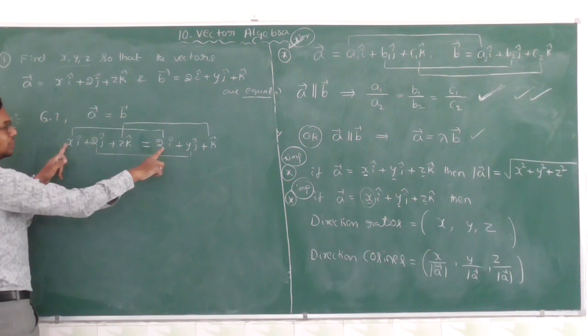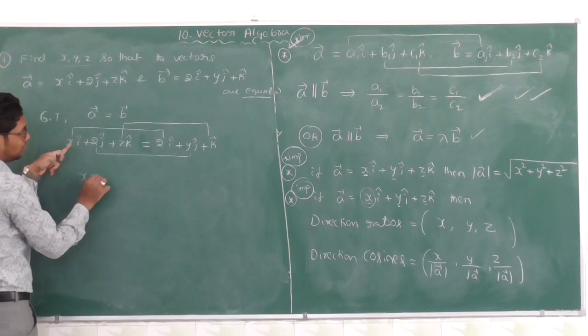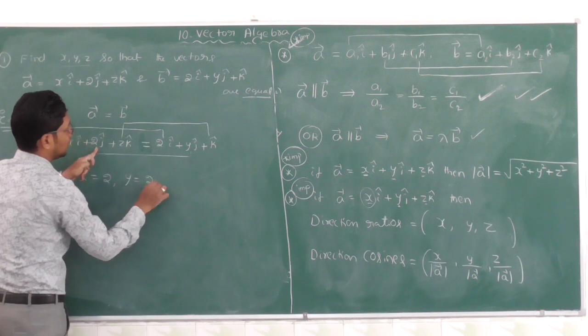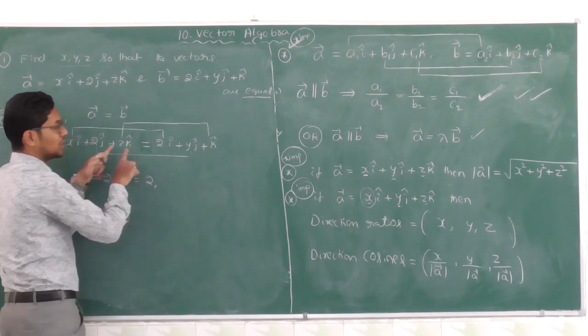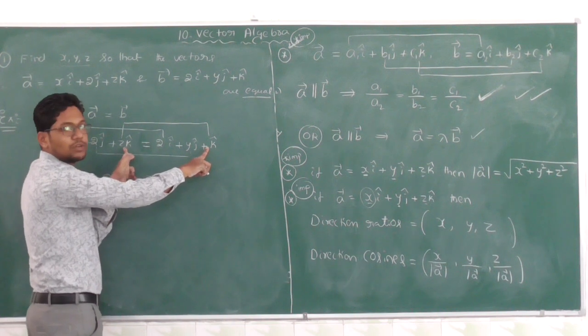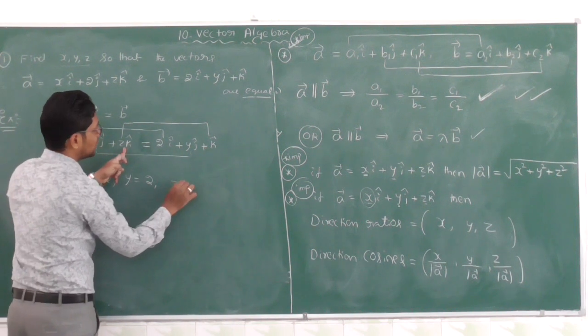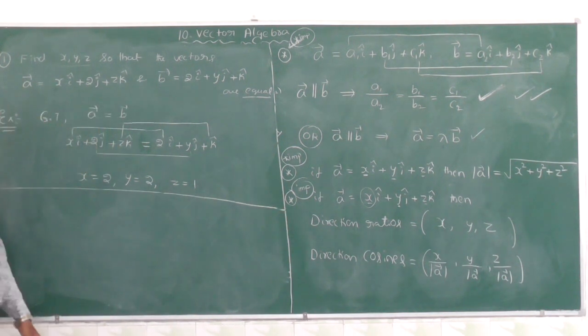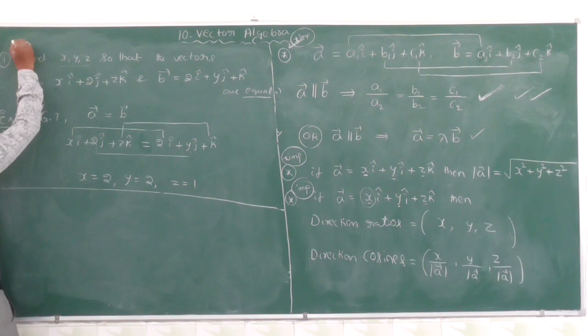Therefore x equals 2. Next, y equals 2. Next, z equals the k component. What do we have? Nothing is there, that means we have to consider 1. So z equals 1. Hence, these are the values of x, y, and z. These types of problems are important for 1 mark.